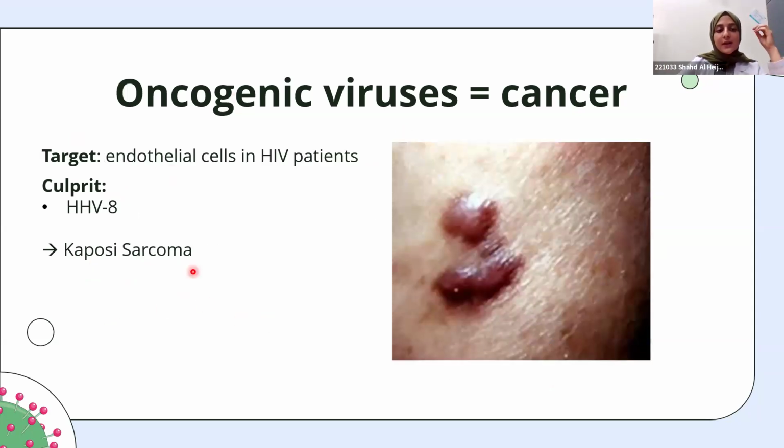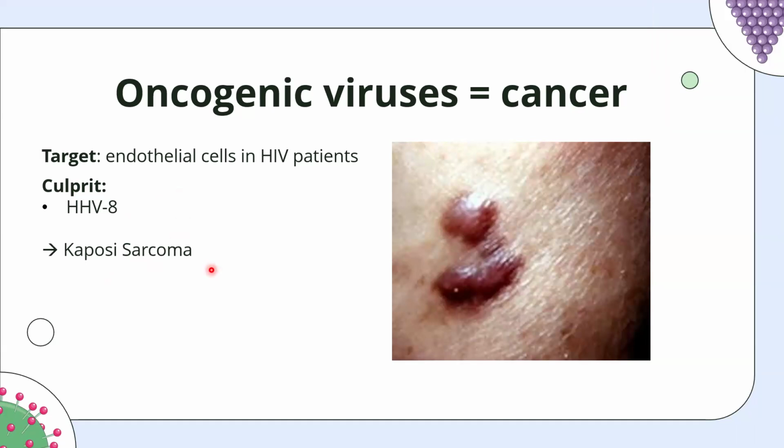The third one we have is HHV8, human herpesvirus 8. This will affect endothelial cells, mainly in HIV patients. Usually if HIV patients are affected with HHV8, it can result in Kaposi sarcoma. Kaposi sarcoma is usually a skin lesion, as you can see here. HHV8 will affect endothelial cells, resulting in Kaposi sarcoma. You don't need to know many details for it.